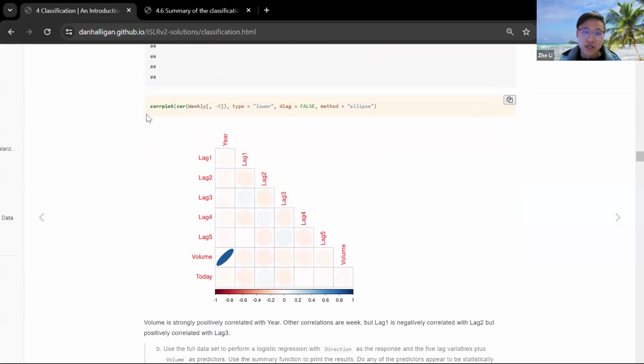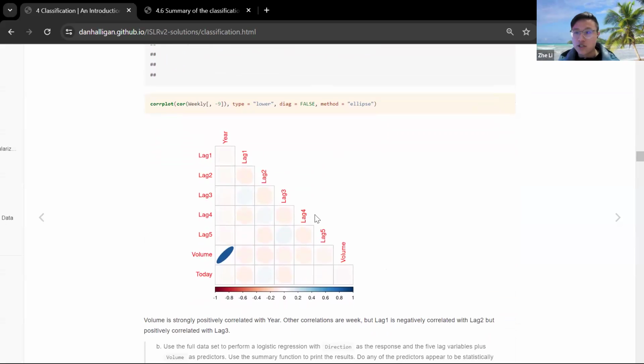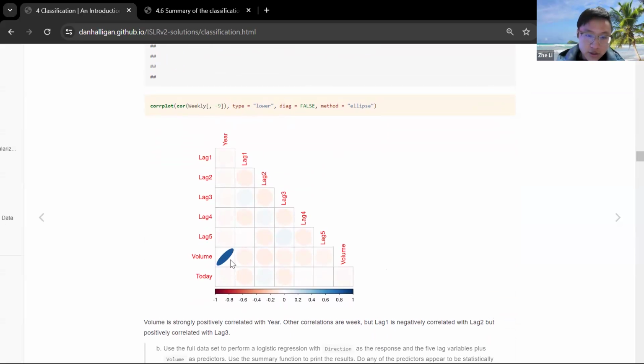The solution constructs the correlation plots across each feature. We can see that the volume is largely correlated to the... I'm not sure which one. Let me check back to my results.